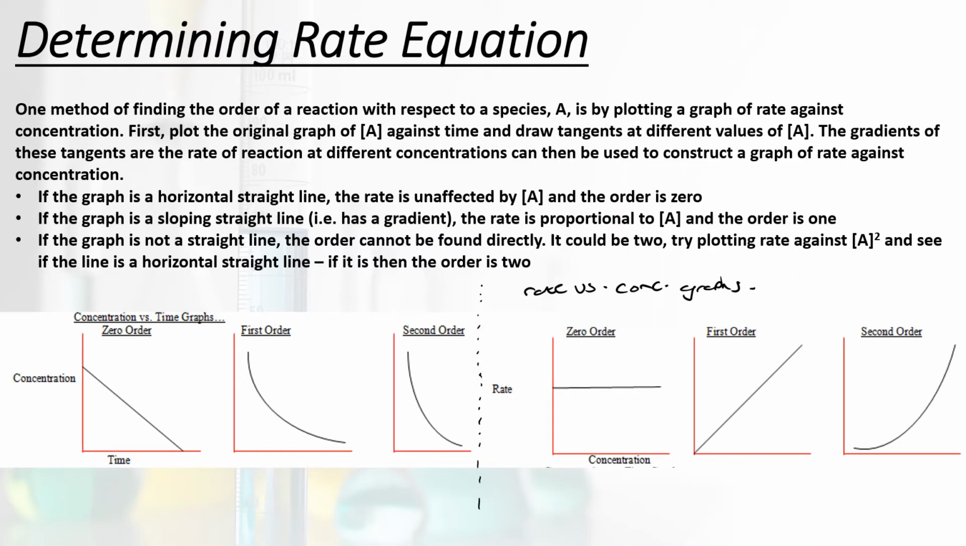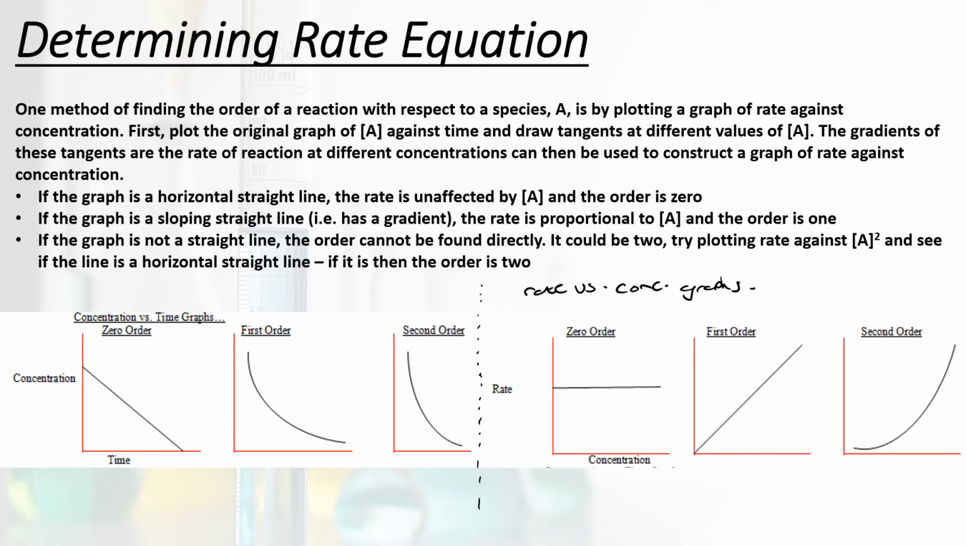So if we then come to looking at determining the rate equations, there's a couple of different experimental ways we can do it. One method of finding the order of reaction with respect to a particular species, say A, is by plotting a graph of rate against concentration. Now, in order to do this, we have to plot the graph of concentration versus time. So we plot the original graph of the concentration of A against time. That's one of the graphs we saw right at the start of one of our previous videos.